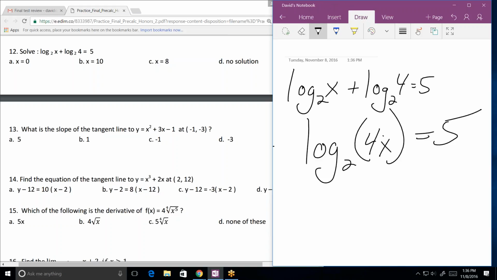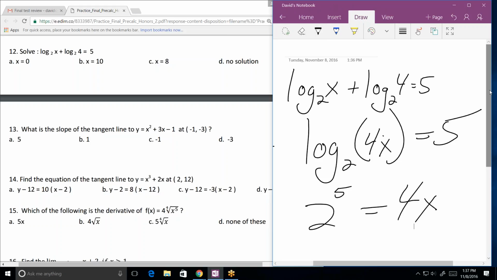And now, how do we solve that? Convert it to exponential. So it'd be 2 to the fifth power equals 4x, and then you divide your answer by 4. Well, hold on. What's 2 to the fifth power, first of all?